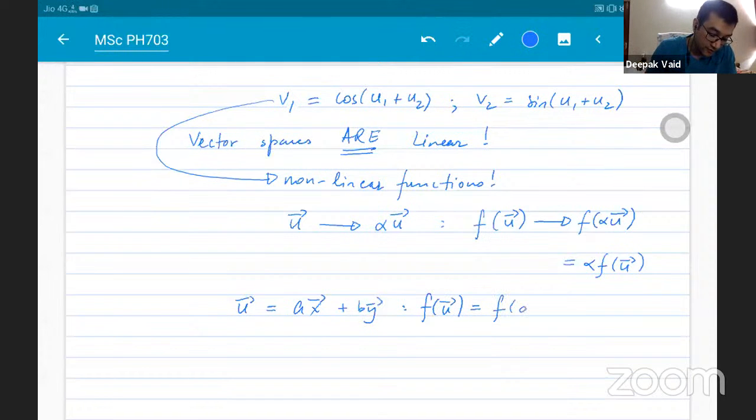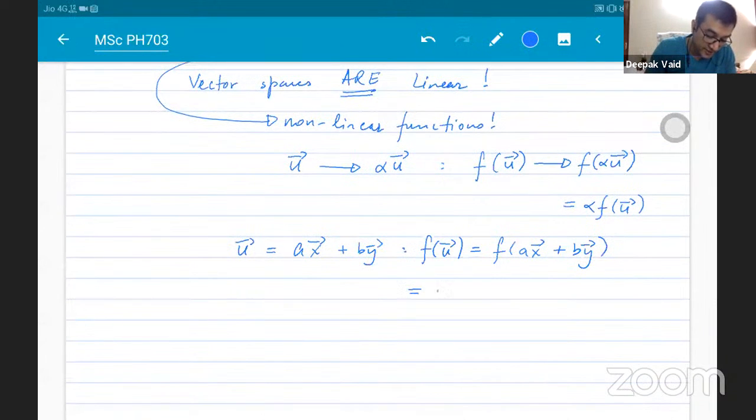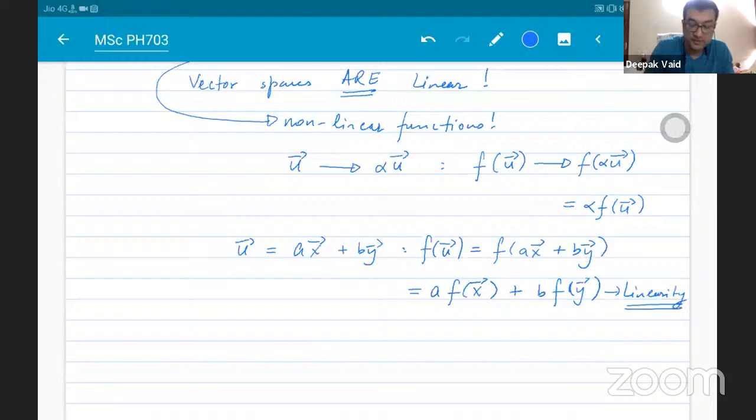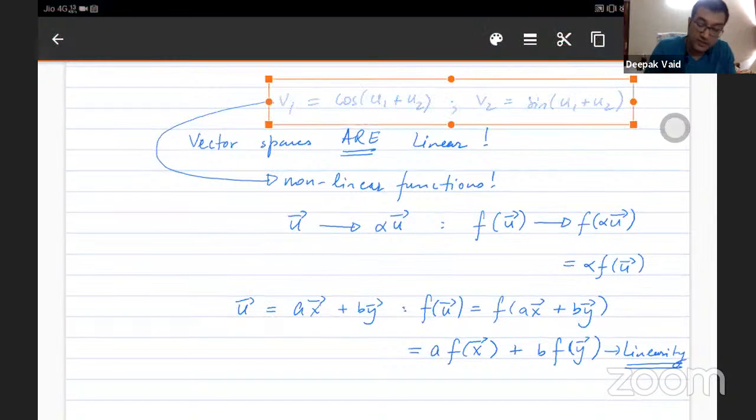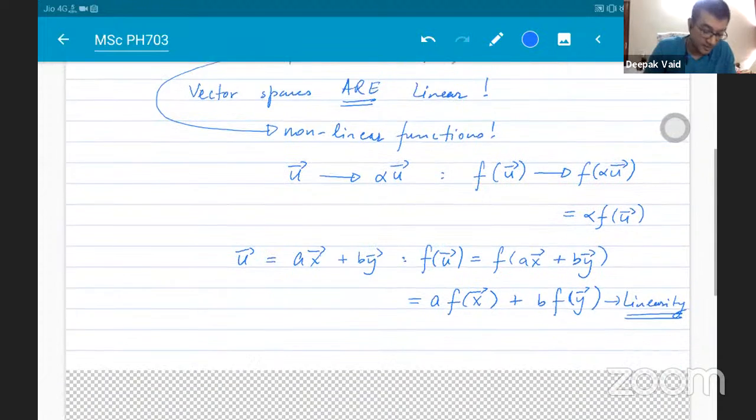F of u is equal to f of ax plus by, and if it's a linear function, it should act like this. Right? This is linearity. Right? So if I look at functions like this, are they linear?